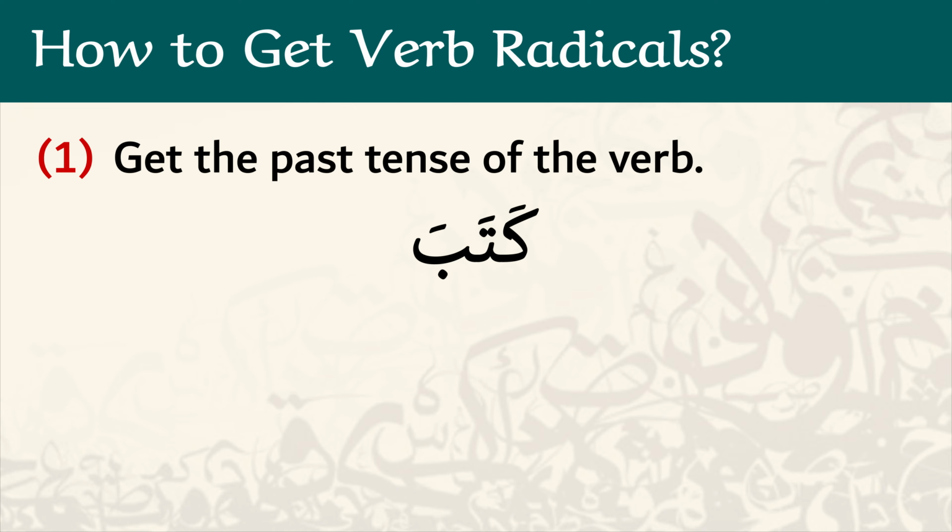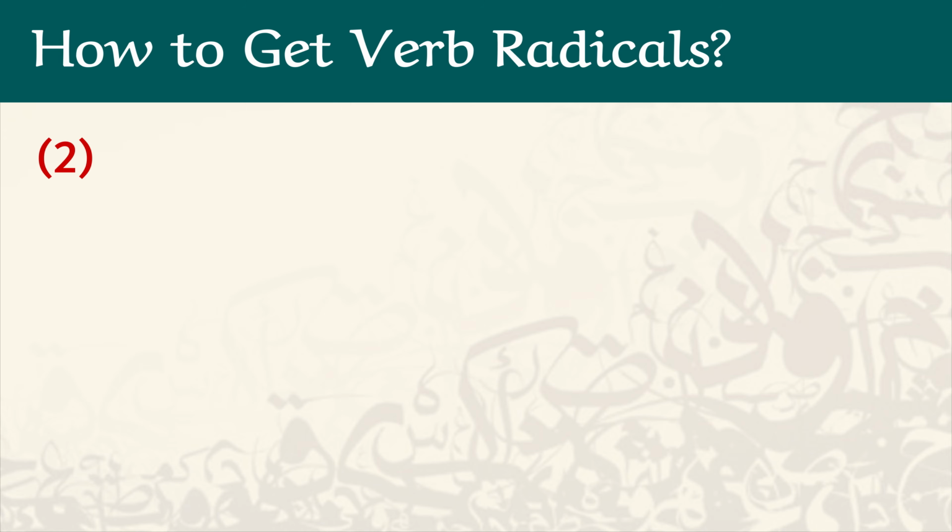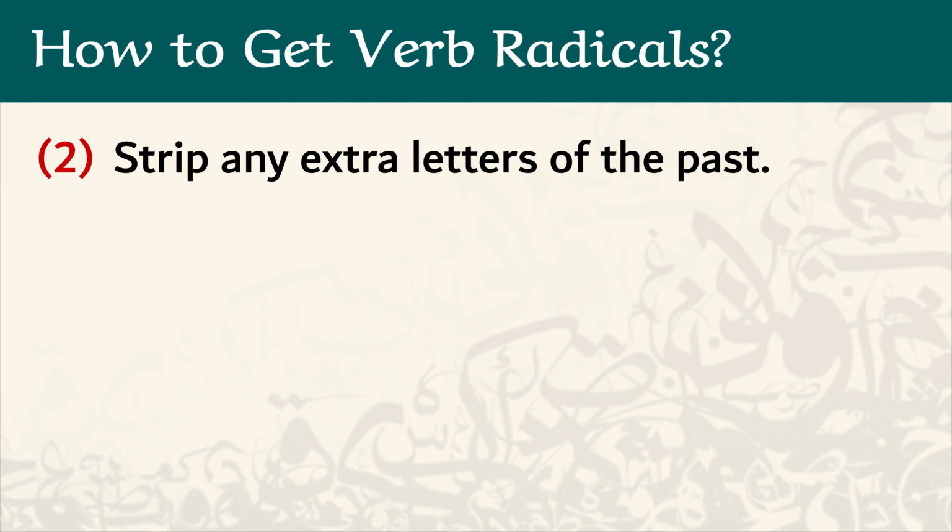Now we have three letters taking the measure فعل. So these are the three radicals of this verb, and as long as they don't have a defective letter among them, this verb is regular, صحيح. The second step is to strip away any extra letters. Some verbs, when you get their past, you might see more than three letters, like كاتب. In this case, the second letter, alif, is extra. So we need to remove it to have our measure, كتب, having the same tone as فعل.